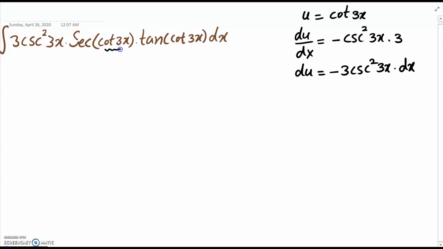Okay, now let's check the question. This value we will replace with u, this value we will replace with u, and this value we will replace with du. So our u substitution is ready to substitute. So let's do it.